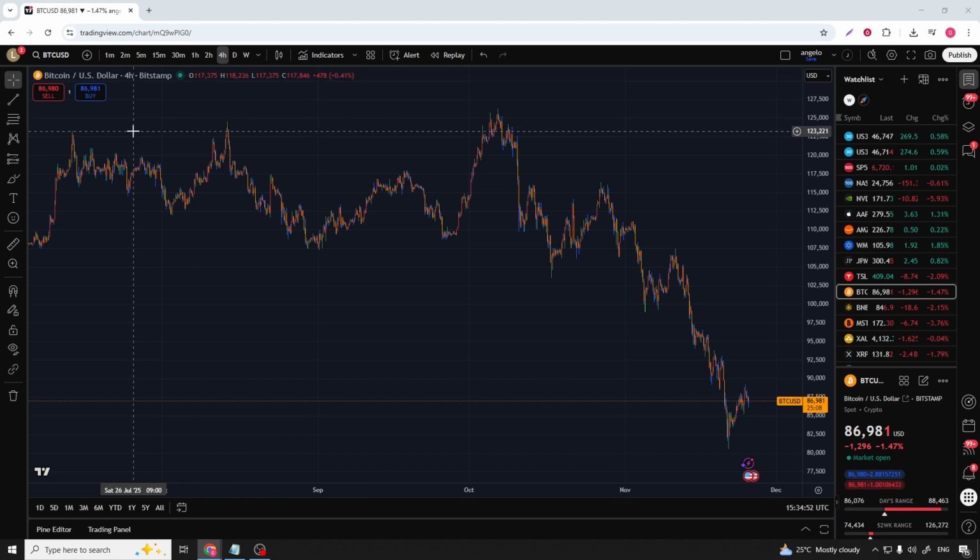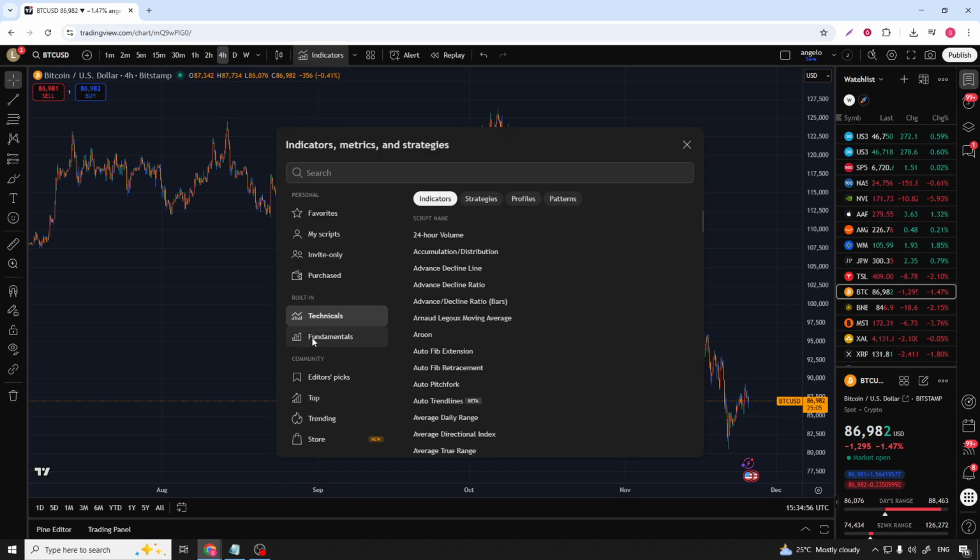On the right-hand side or top bar of your chart, look for the option labeled Technicals. This is where TradingView groups a lot of its built-in tools that help you analyze price action. Go ahead and click on Technicals.